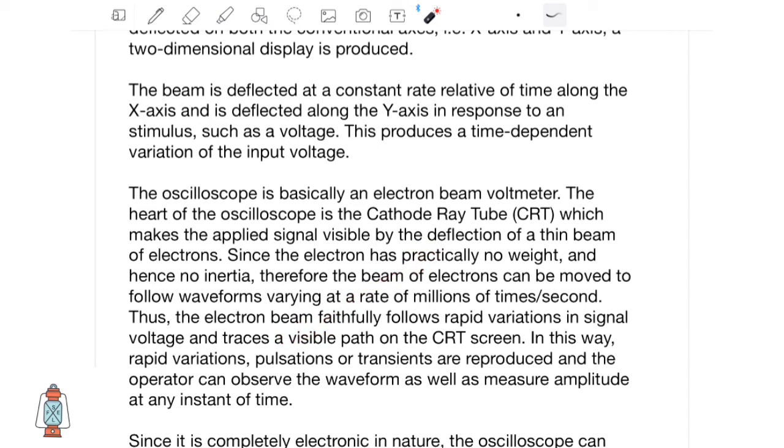So with no inertia, the beam of electrons can be moved to follow waveforms varying at a rate of millions of times per second. They move very quickly, so the pattern you get on the screen is instantaneous. The electron beam faithfully follows rapid vibrations in signal voltage and traces a visible path on the CRT screen. So this is the thing.